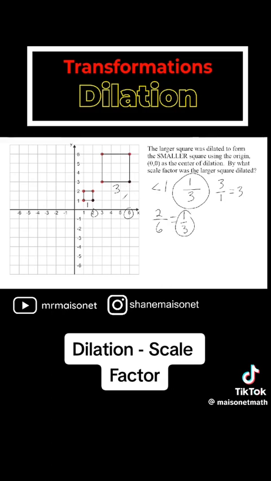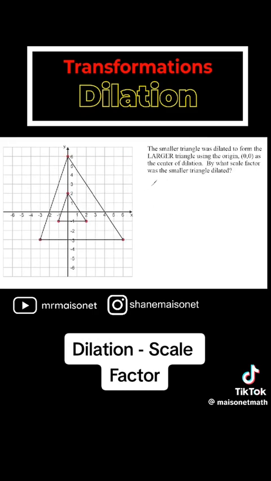Or if I wish, I could take the same corresponding points and use the y values. The y value of this point is 1, and the y value of this point is 3. That gives us a scale factor of 1/3 once again. Now, if you want to use corresponding points as a strategy, you have to remember that this will only work when the center of dilation is the origin, or (0, 0). All right, let's go ahead and do another example.